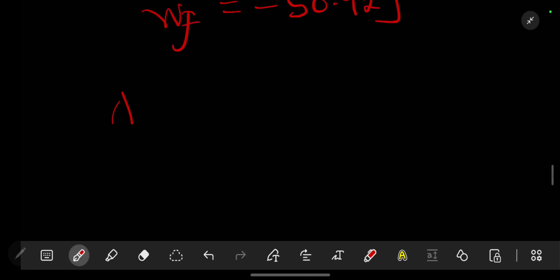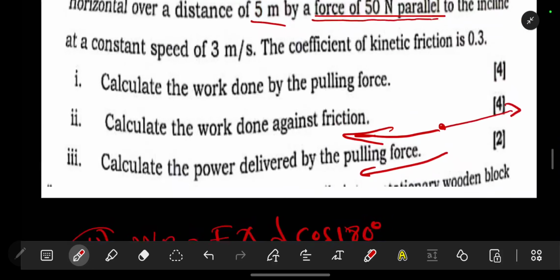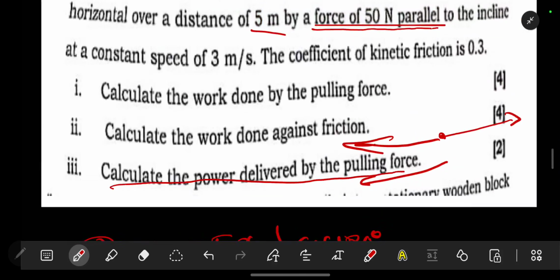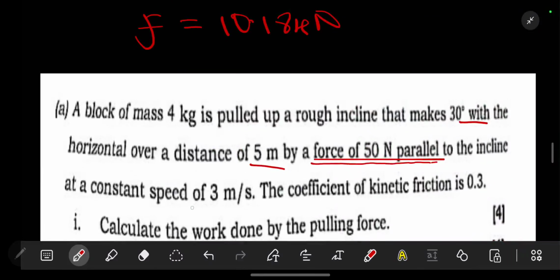Before we discuss power, we say power is the work done per unit time. Now, in this case, when you look at the power delivered by the pulling force, whatever they tell you to use is what you are going to use. So the power delivered by the pulling force. Now in this case, you have the constant speed.